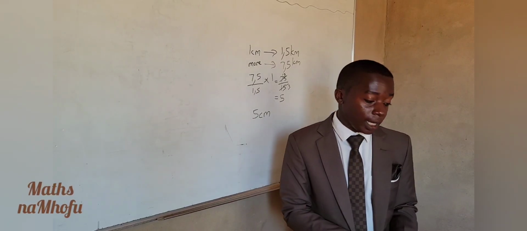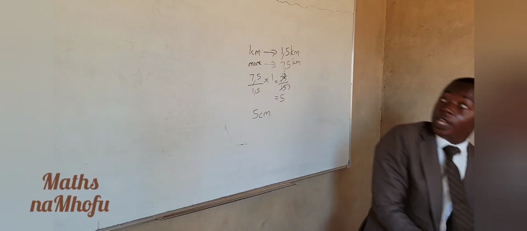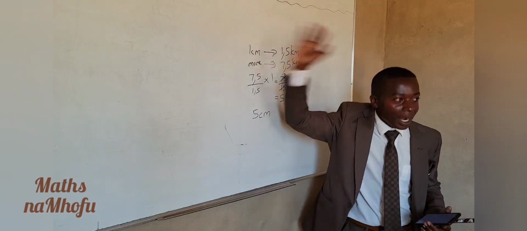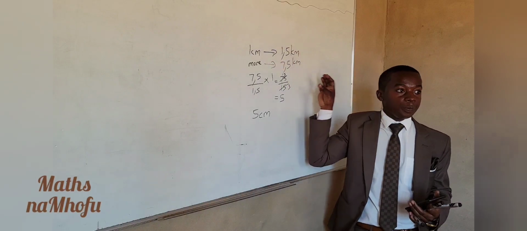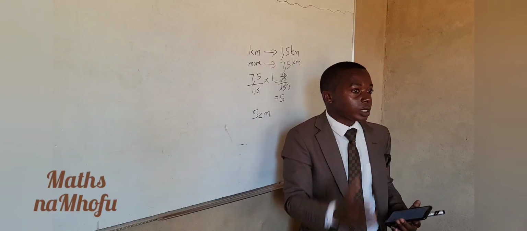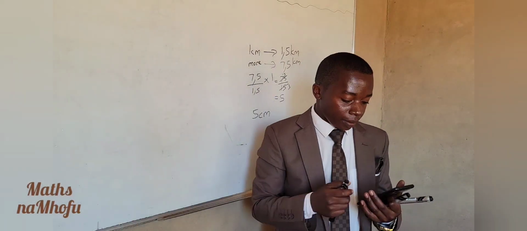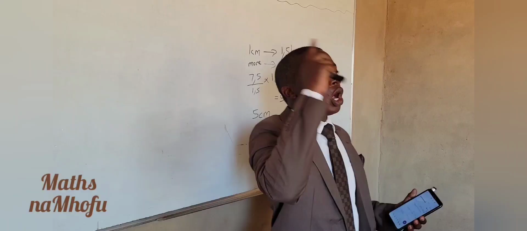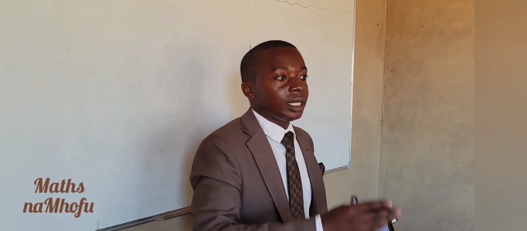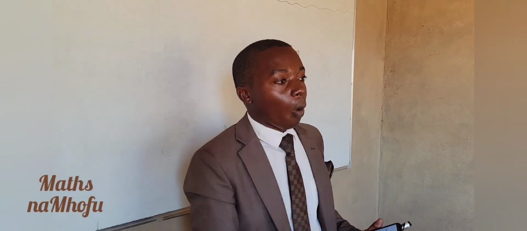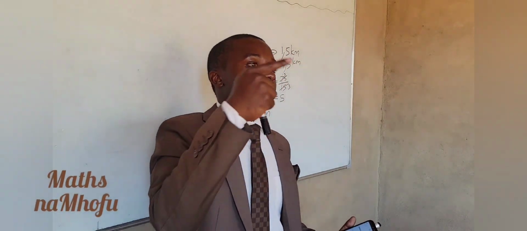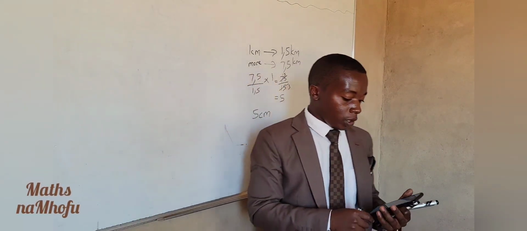Okay. So you should just know that if I am given 1 is to a certain big number, it means 1 centimeter is representing that big number of centimeters. 1 is to 10,000, it means 1 centimeter is representing 10,000 centimeters. Are we together? And you should keep this in mind that 1 kilometer is the same as 1,000 meters, and 1 kilometer is the same as 100,000 centimeters. Are we together? Good.